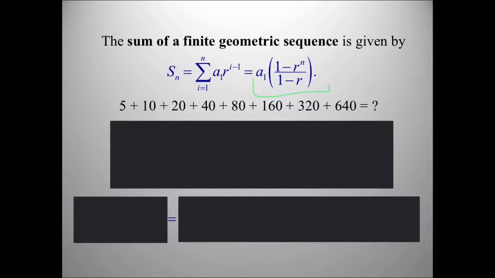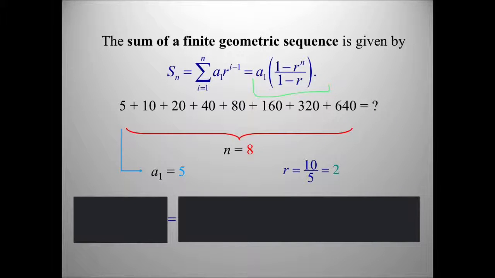For our first example, we have our sequence below here: 5, 10, 20, 40, 80, 160, 320, and 640. So we could simply add all those terms together, but we're going to go ahead and use our formula to verify that it works correctly. To begin with, we want to identify our three variables: a1, n, and r. a1 is 5, n is 8 because we have 8 terms, and then our common ratio we find by dividing any two consecutive terms. In this case, I divided the second term by the first term to get that r value is 2.